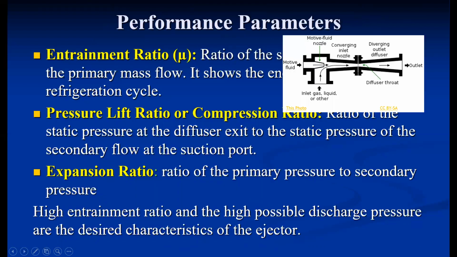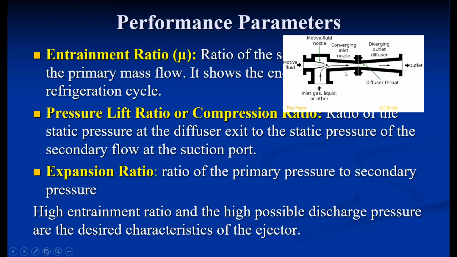Then the second important parameter, that is the compression ratio or lift ratio. So this is the parameter where whatever secondary fluid is entrained, the pressure rise of that secondary fluid is called the lift ratio. This is a ratio of the static pressure at the diffuser section to the static pressure of the secondary fluid at the suction port. So this is called lift. The higher the lift, the higher is the compression ratio, because this ejector replaces the compressor, so its role is also to increase the pressure. So increasing compression ratio is also an important performance parameter of the ejector.